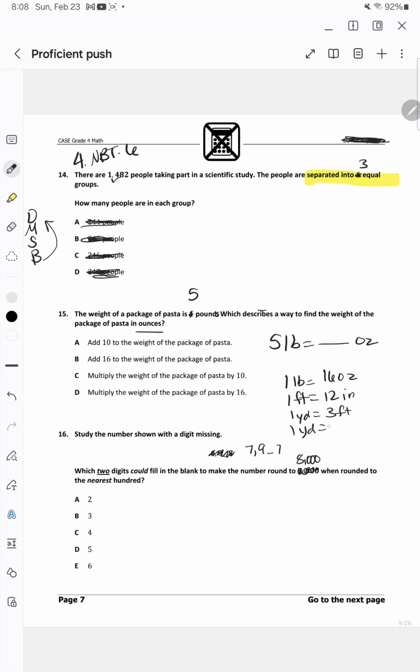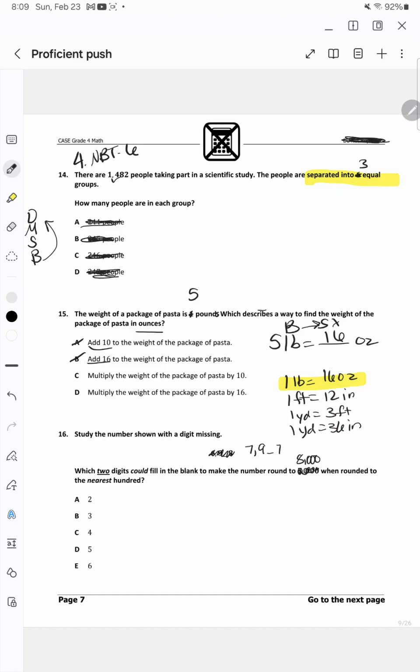1 yard is equal to 36 inches. And then we also see we're going from big to small, which means we multiply. That's what the question is. Now, you have to use a metric conversion. And since we're doing ounces and pounds, we know we're going to be multiplying by 16 because there are 16 ounces in 1 pound.